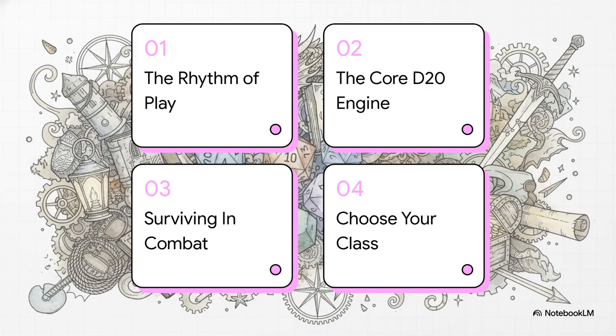Here is our roadmap for today. First, the rhythm of play. Second, the core D20 engine. Third, surviving in combat. And finally, number 4, choose your class.